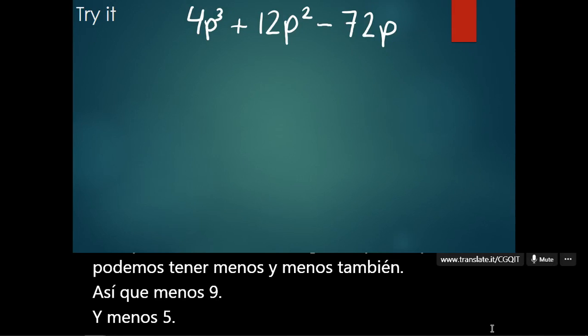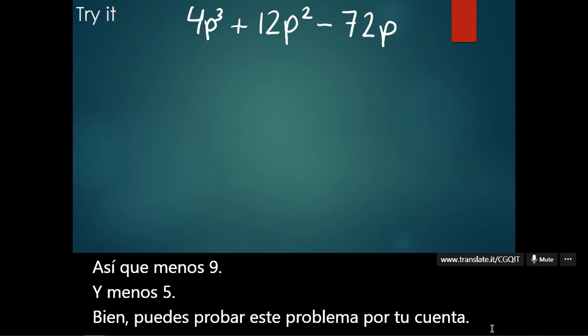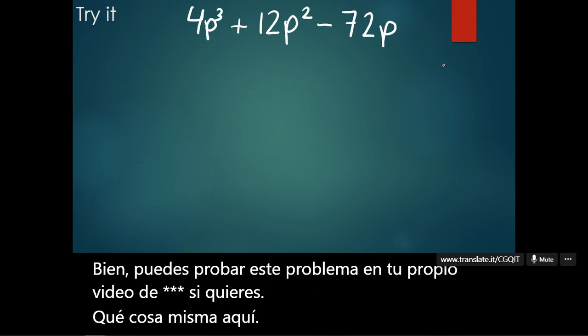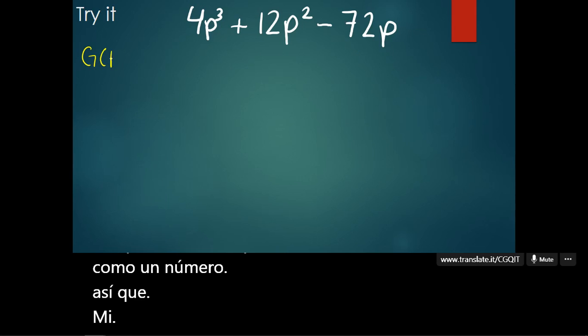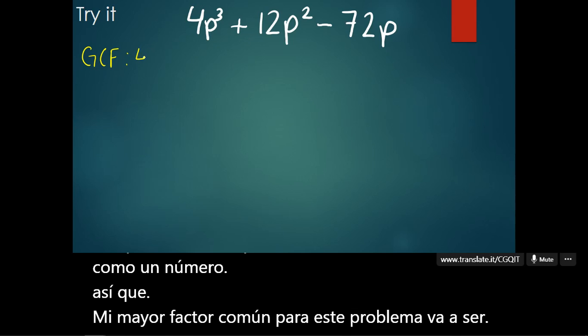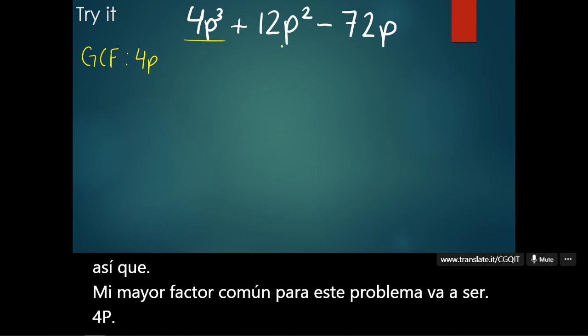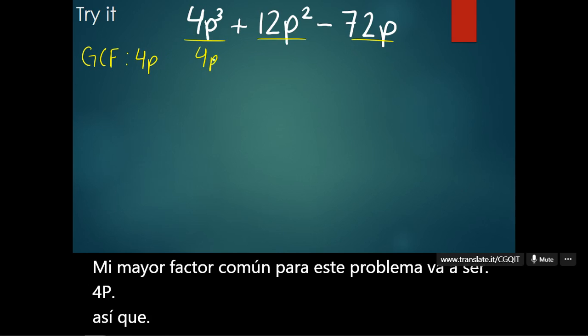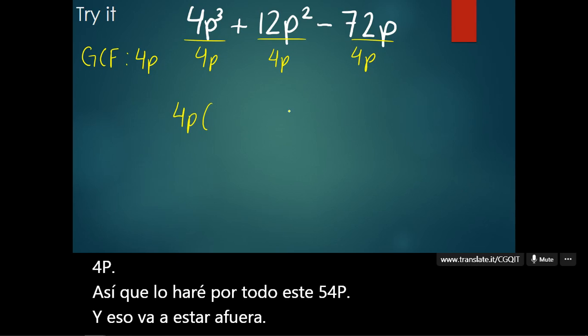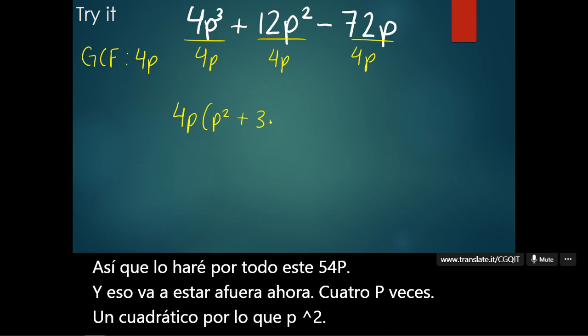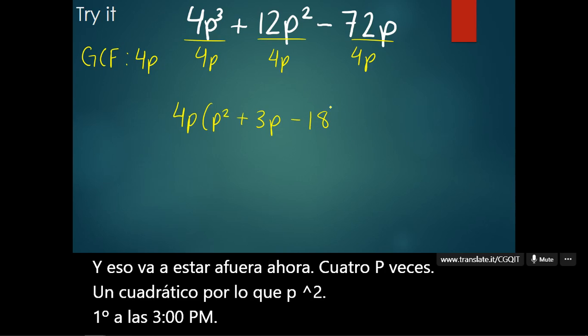Okay, you can try this problem on your own. Pause the video if you like. So same thing here. We have a p in common as well as a number. So my greatest common factor for this problem is going to be 4p. So I'll divide all these by 4p. And that's going to be on the outside now, 4p times a quadratic: p squared plus 3p minus 18.